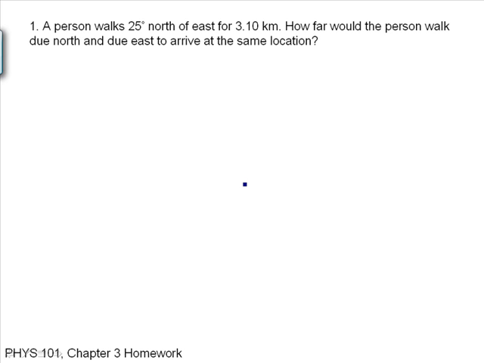Okay, this is chapter 3 homework for Physics 101. It says a person walks 25 degrees north of east for 3.1 kilometers. How far would that person walk due north and due east to arrive at the same location?